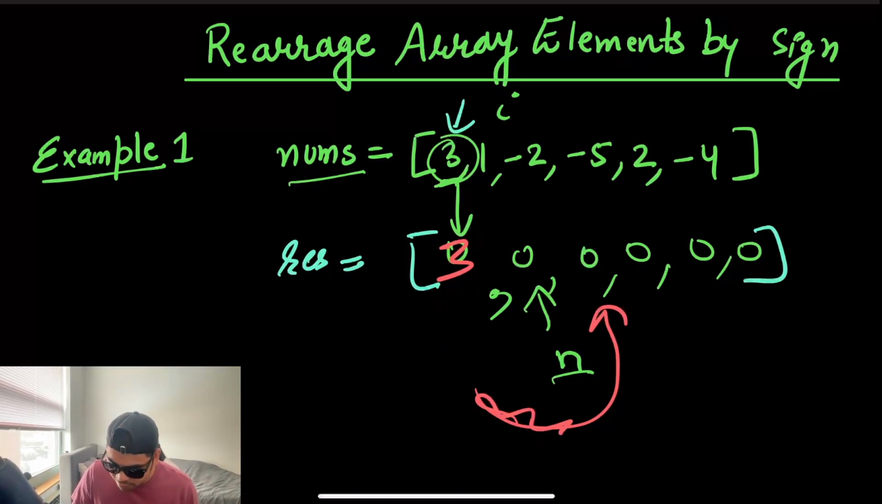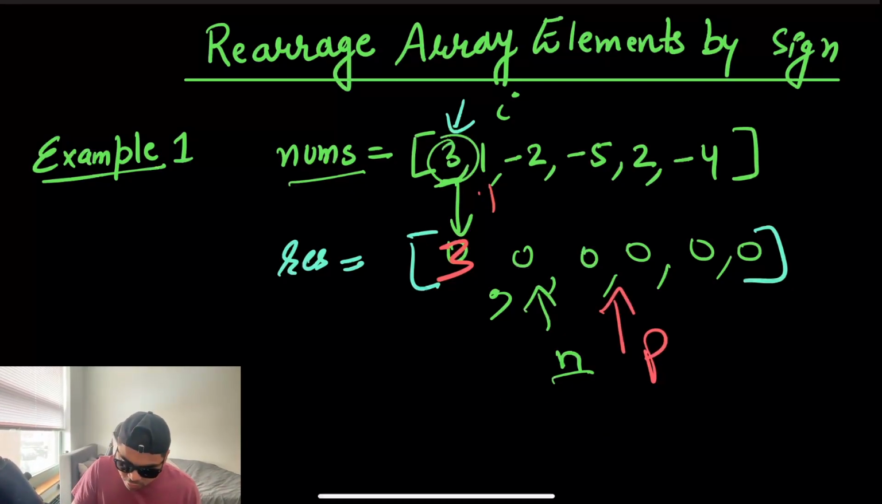P is pointing to, just get rid of this. P is pointing here, and then you go over here, and then you're like, okay, this is also positive, so just fill it up. This is the one will come over here, and then this p will be pointed basically now to this over here.